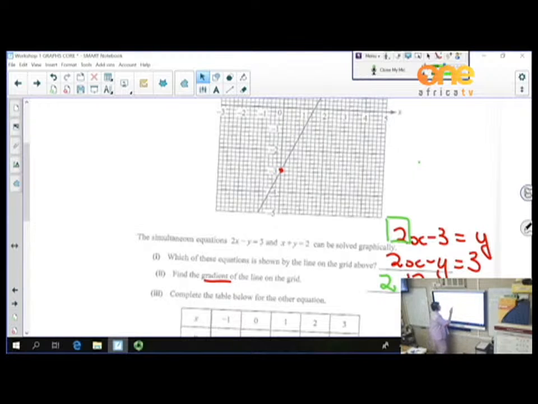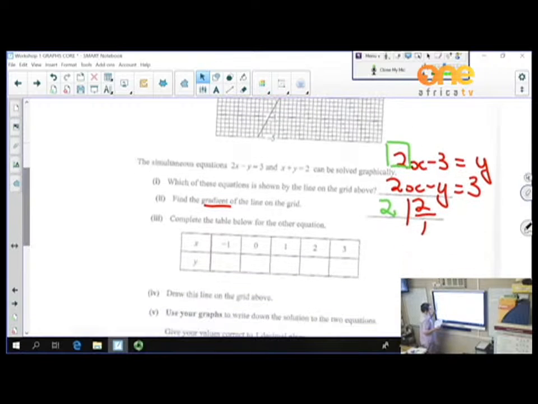Let's look on the graph. We said the gradient is delta y over delta x. So if I draw a little triangle now here, we do it where we have nice points, not cutting in the middle of blocks, but on a nice position. Can you see that this delta y is 2, and delta x is 1. Rise over run, delta y over delta x. So this is my gradient there.